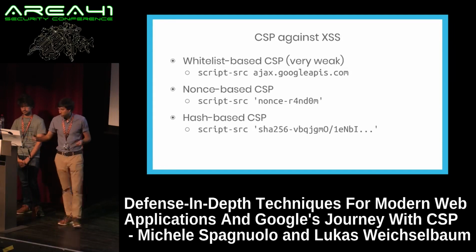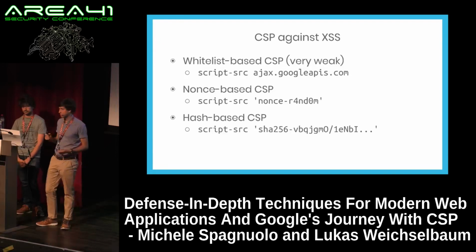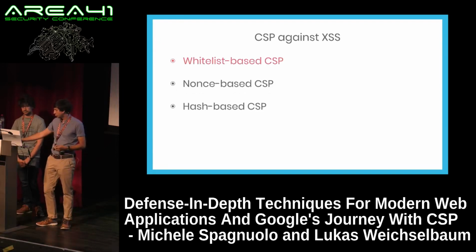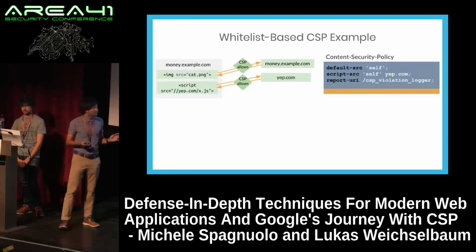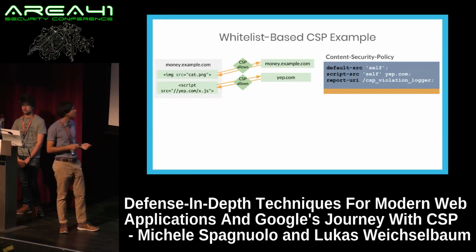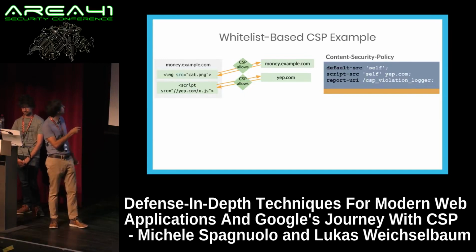So there are different types of content security policies, different flavors, to protect against cross-site scripting. Whitelist-based ones are basically in 95% of the cases trivial to bypass. The idea is you have a content security policy, which gets delivered to the browser. It basically tells the browser, you are allowed to load scripts from the same domain or yep.com. And in this case, yep.com is allowed by the CSP and it loads.